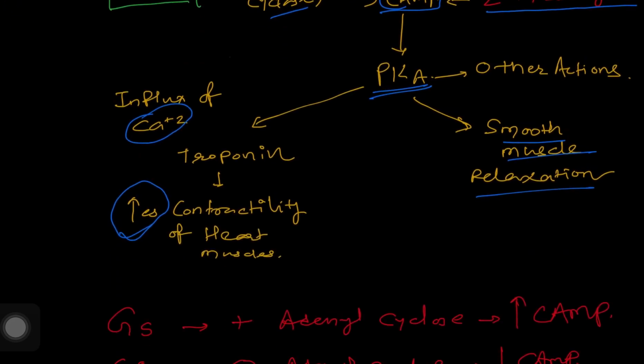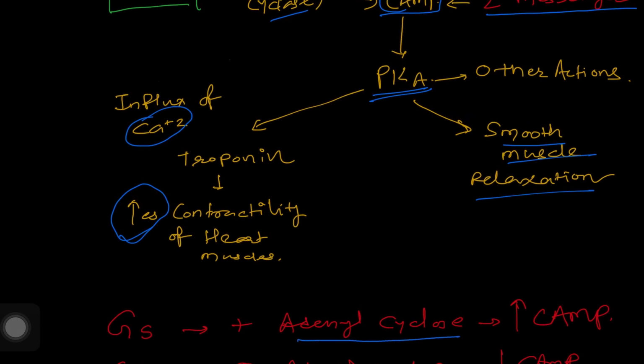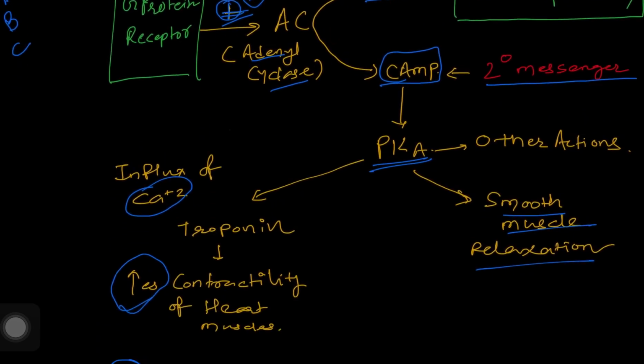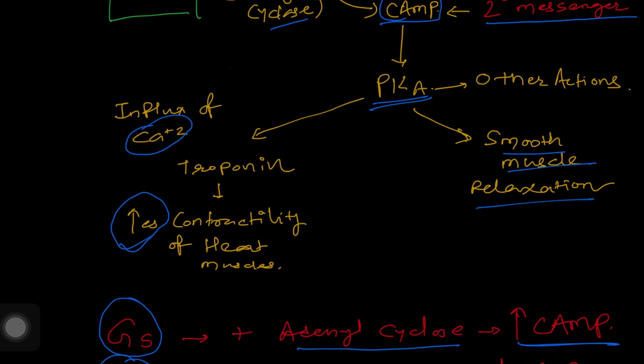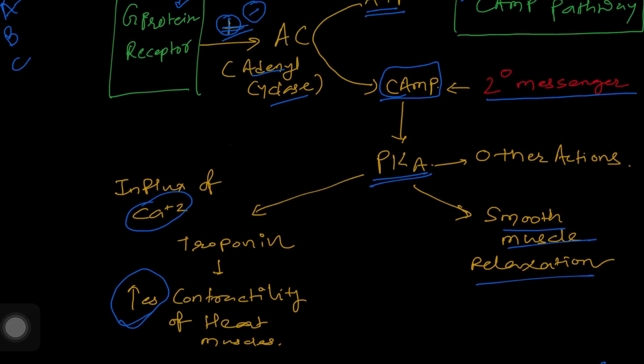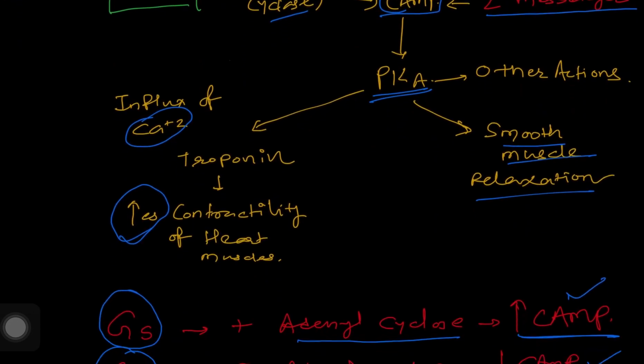Receptors which stimulate this adenyl cyclase and increase the level of cyclic AMP are called the GS type of G protein coupled receptors, and receptors which inhibit this adenyl cyclase and decrease the level of cyclic AMP are called the GI type of G protein coupled receptors. Right, so now you know two different types of G protein coupled receptors. These are GS and GI, depending upon increasing and decreasing the level of cyclic AMP, and the response is generated.